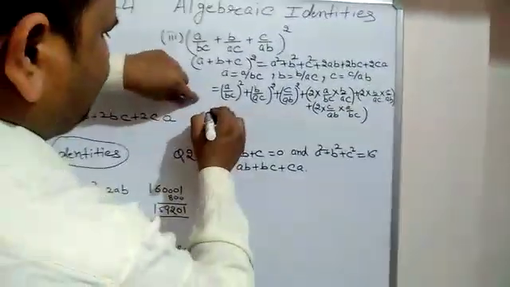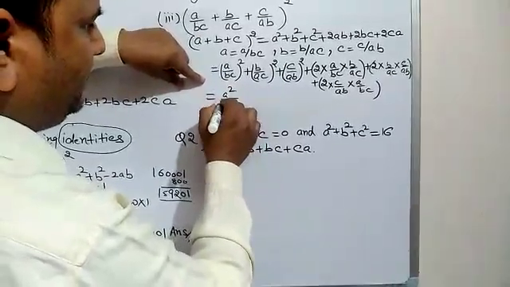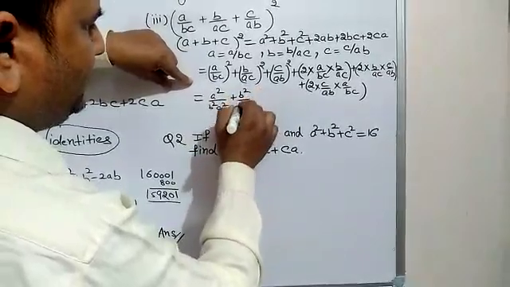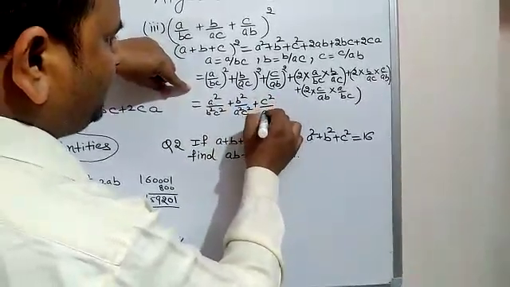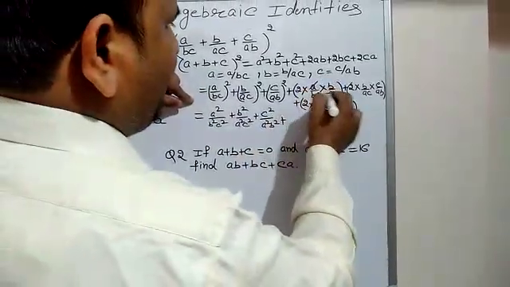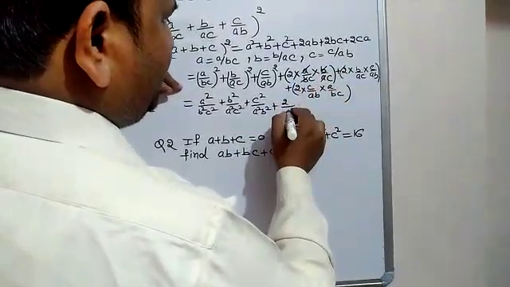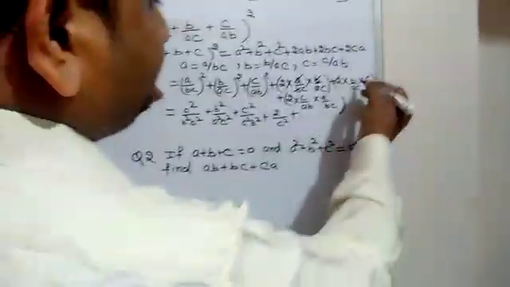So let us write this. This is a square upon b square c square plus b square upon a square c square plus c square upon a square b square plus 2. Be careful. A and a are cancelled. B and b are cancelled. So we are left with 2. c into c, bases are same, powers should be added. c square plus c.